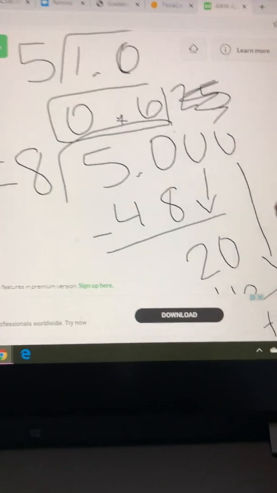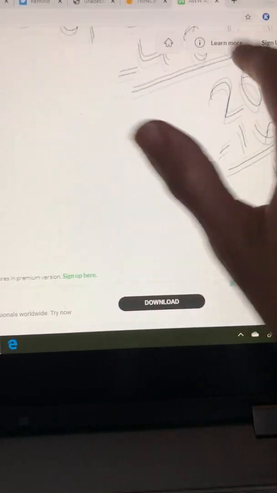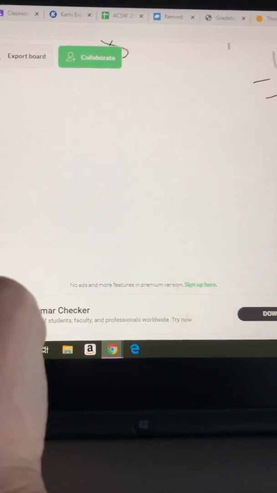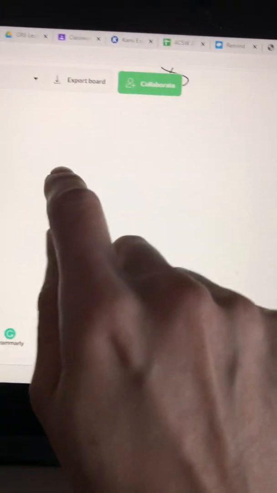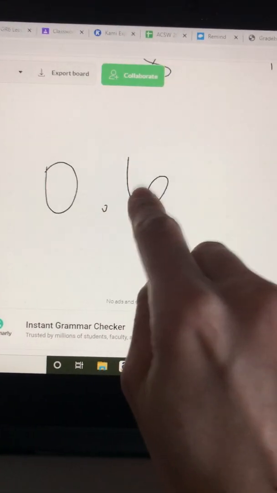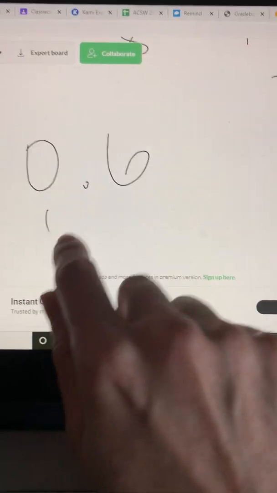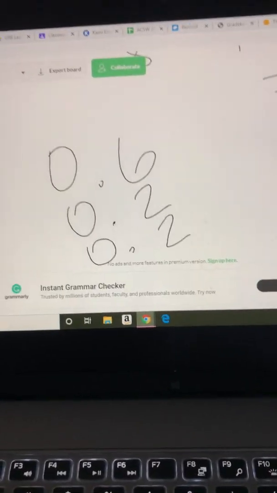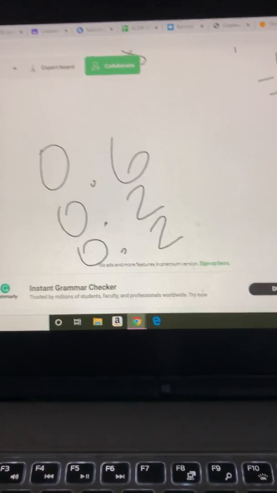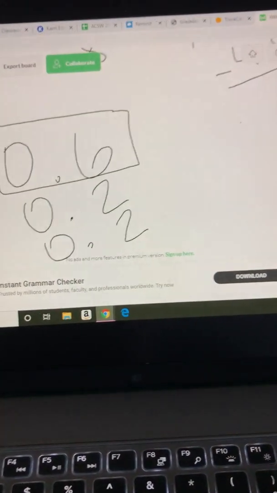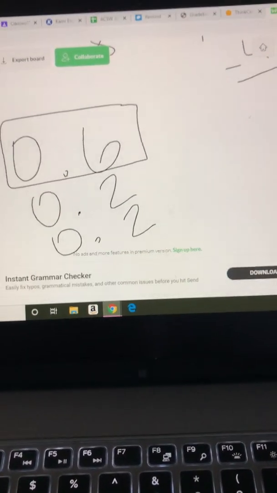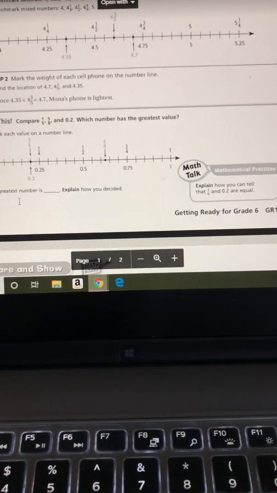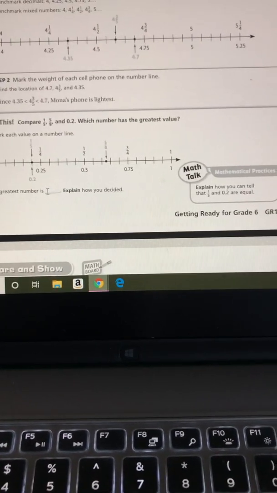Okay, so we have 0. I'm sorry guys, this is new to me. We have 0.6 as one decimal, 0.2, and another 0.2. So they wanted the decimal or the number with the greatest value. Okay, and here we have it. 6/10 is greater than 2/10. Let's go back here. Okay, so the greatest number is 6/10.